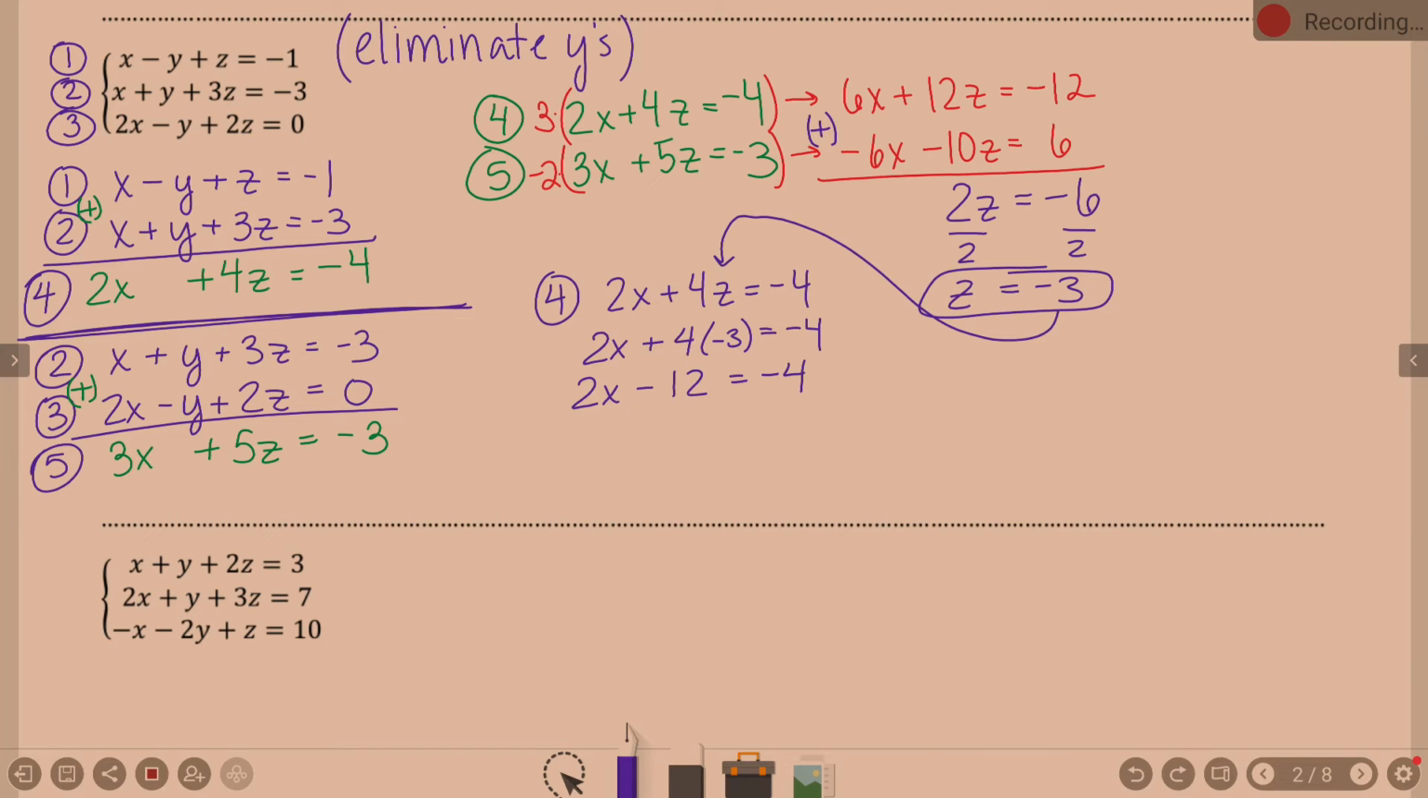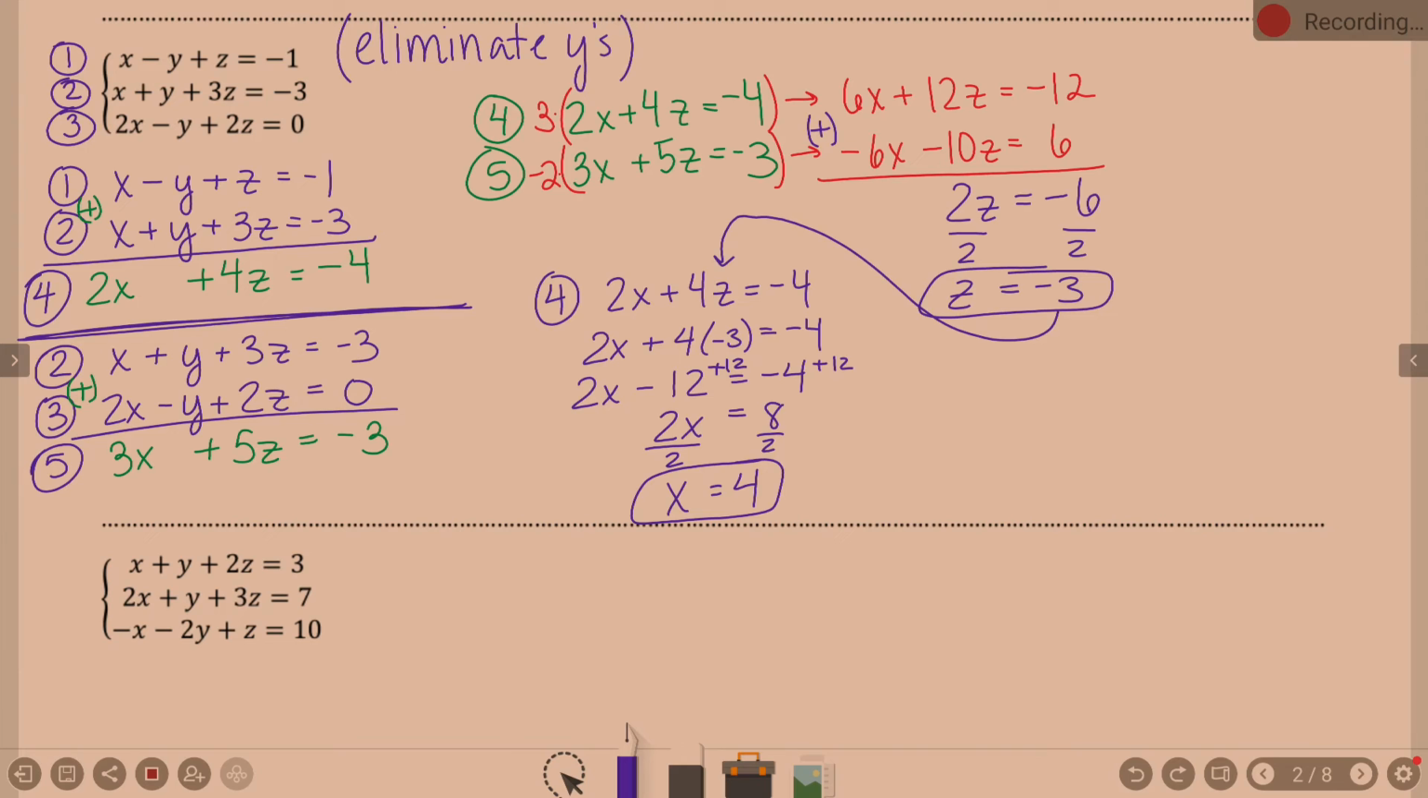If it's 2x minus 12, I'm going to add 12. 2x equals -4 plus 12, which is 8. And divide by 2. x is 4. Okay.